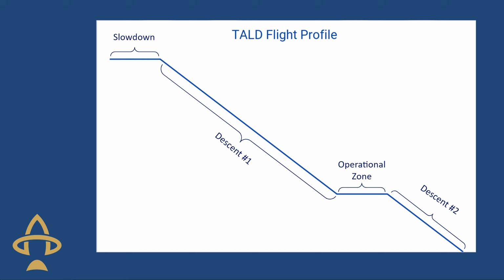Once the TALD reaches a true airspeed of about 190 knots, it'll begin the final descent where it will finally impact the ground. While the TALD can be engaged at any point in this flight profile, I've put most of the focus on timings and ranges for the operational zone, as that provides the best and easiest way to plan for employment of the TALD.